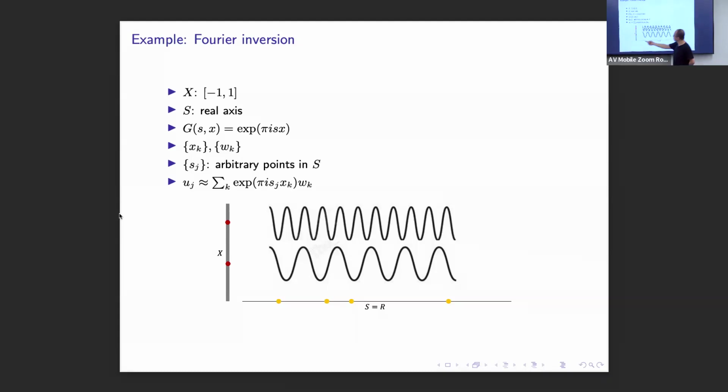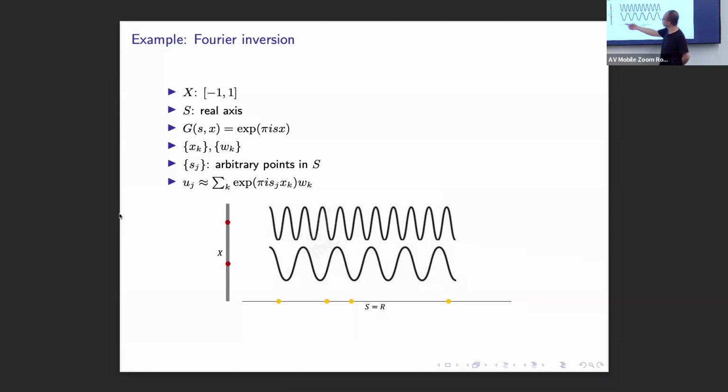S, the sampling location, corresponds to the real line. And the kernel is very simple, just a Fourier kernel, exponential of pi i s times x. So the frequency is denoted by x, and the sample location corresponds to s. Now, we are allowed to sample at a few locations on the real line.